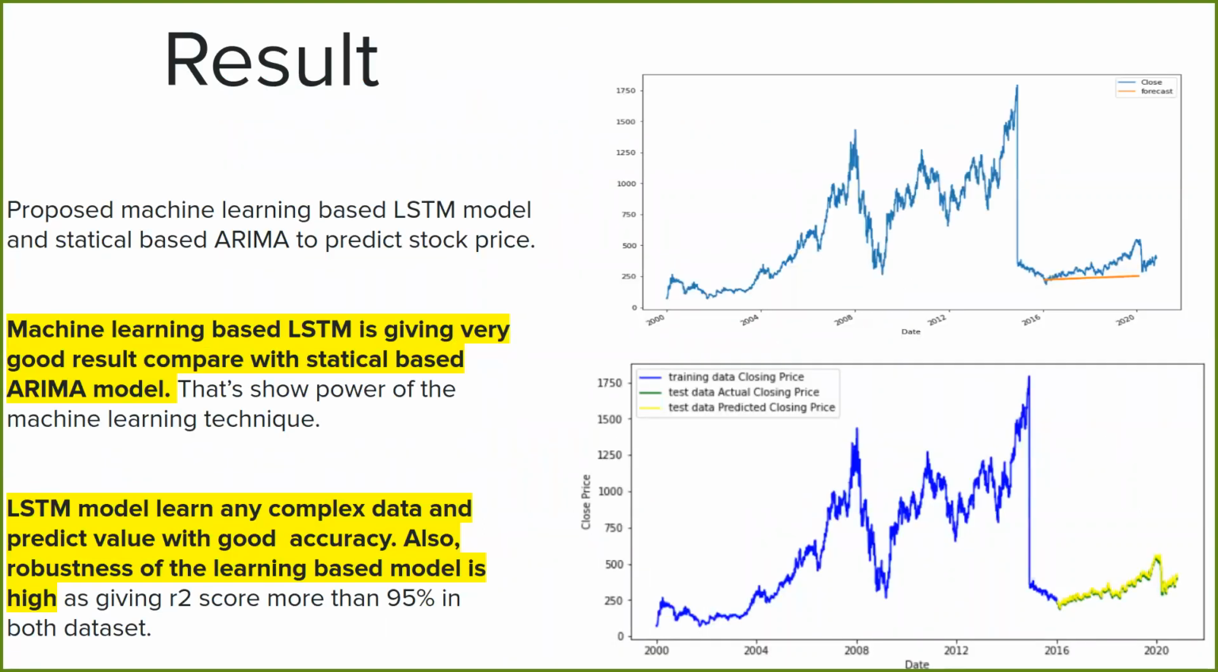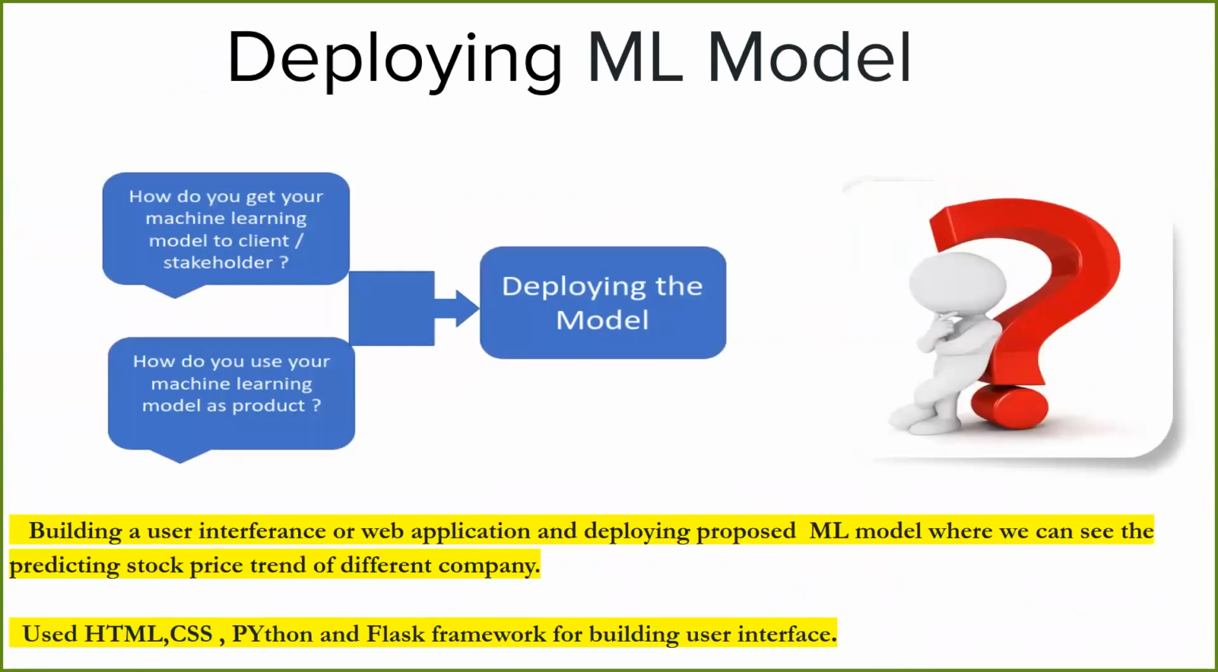Also, we saw that machine learning based LSTM is giving very good results compared with statistical based ARIMA models. The LSTM model learns any complex data and predicts values with good accuracy. In this semester, I am deploying the proposed machine learning model into production.